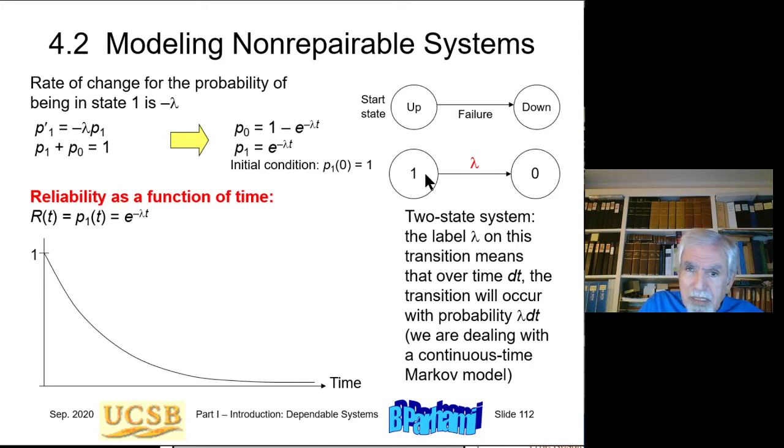So you start the system in this state, it's operational. At some point, it may be in the near future, it can be in the distant future, at some point it will eventually fail, and the system will go here, and then it's done. You can't do anything with it at that point. So this is known as an absorbing state, where there's no transition out of the state.